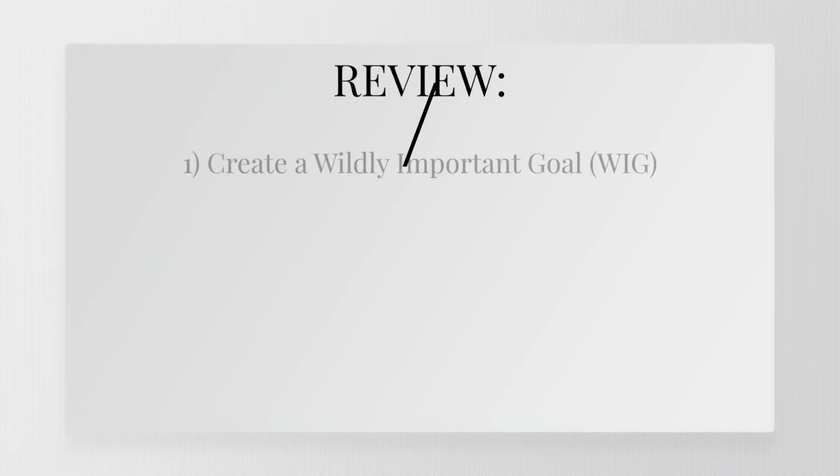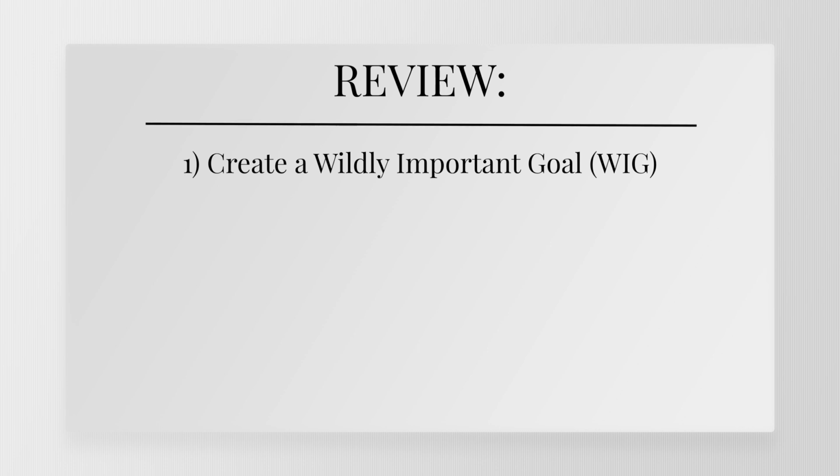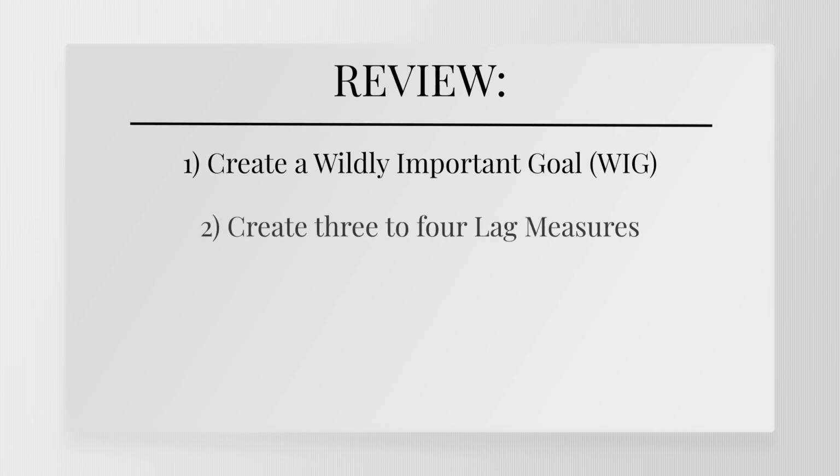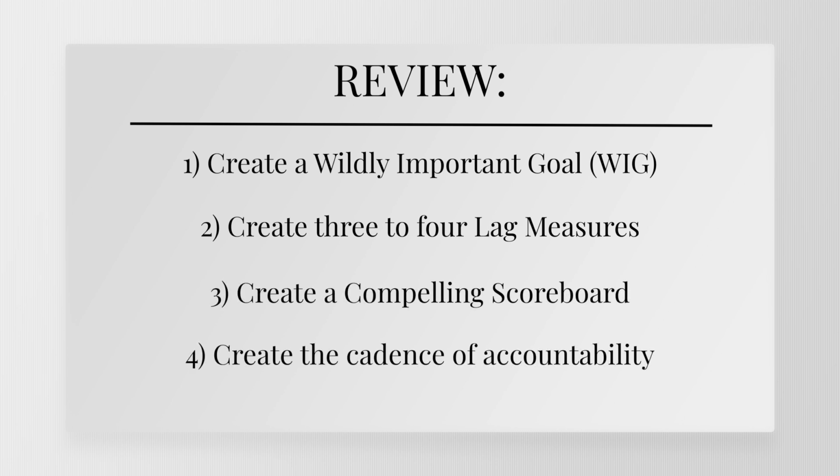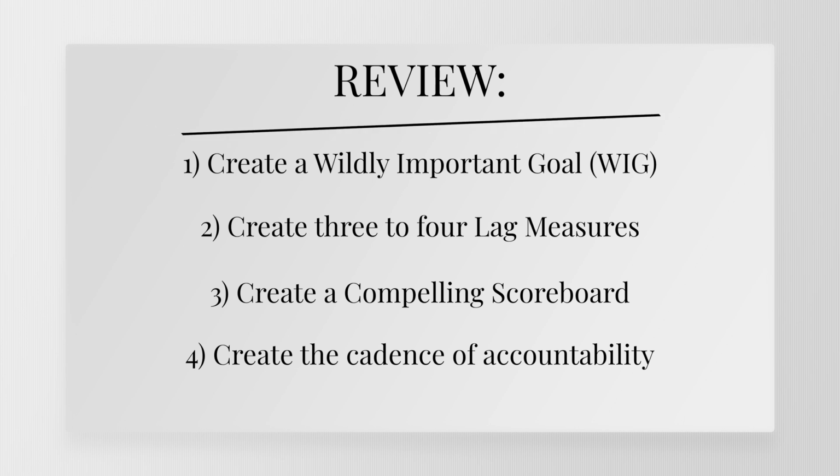So let's review. The first thing you need to do is to create a wildly important goal to accomplish in the next 6 months to a year. The second thing to do is to create 3 to 4 lag measures that support the WIG, but focus on executing the lead measures. Step 3, create a compelling scoreboard. And then step 4, create the cadence of accountability.